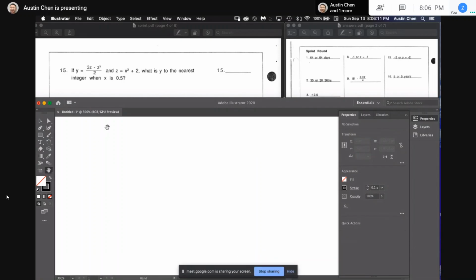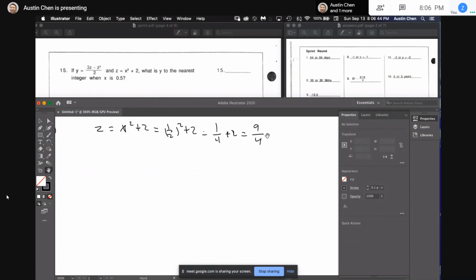All right, so a bunch of plugging in stuff. What I would do is first calculate the value of z without rounding at all. If x is 0.5, that's just 1/2. So if z equals x squared plus 2 and x equals 1/2, then z equals 1/2 squared plus 2, or 1/4 plus 2, or 9/4.